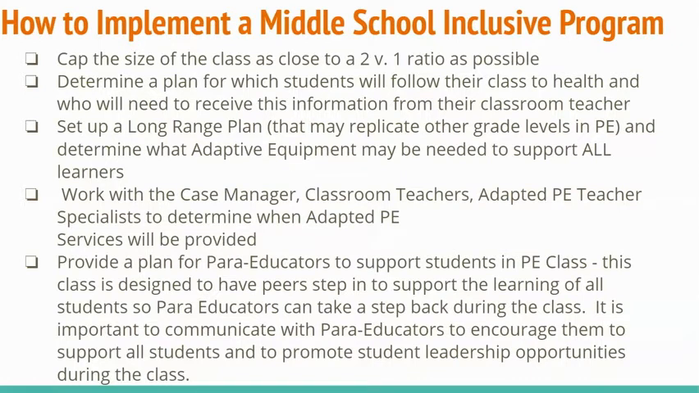It's a good idea to determine a plan for which students will follow their class into health, and they're going to stay with their PE teacher who's going to work with their classroom teacher, but some schools do health differently, so it's important to include that in your planning. Setting up a long-range plan is really important. Liz and I have a lending library that's full of adaptive equipment, so we need to know when teachers want that equipment and how they want it distributed throughout the school year. Work with that same team of people to make sure that adaptive PE services are provided, supplementary aids or 504 accommodations are met, and that there's a plan for the paraeducators so they're supporting that learning.